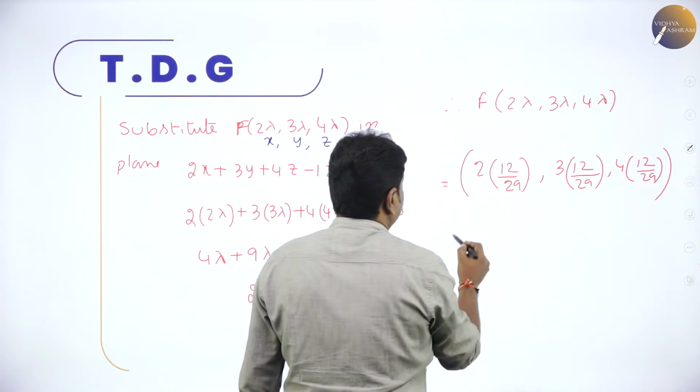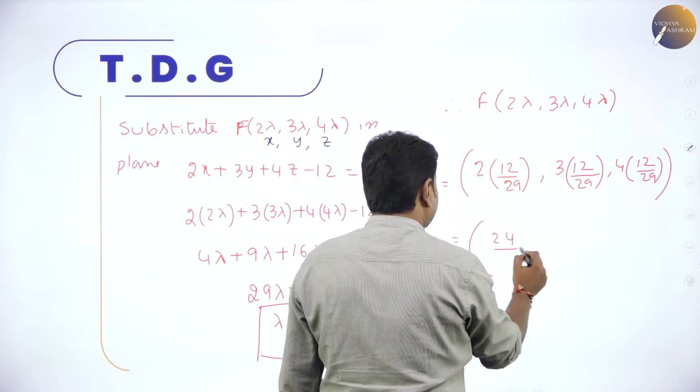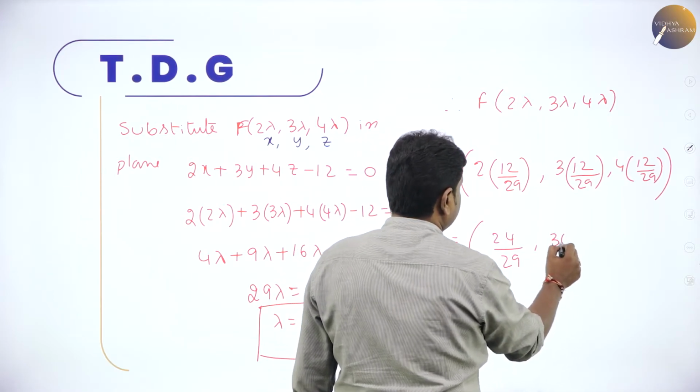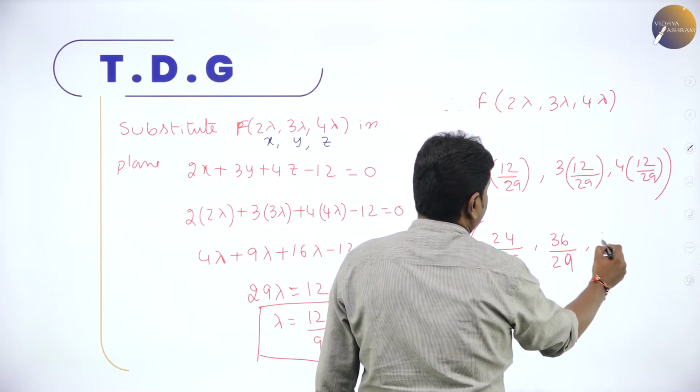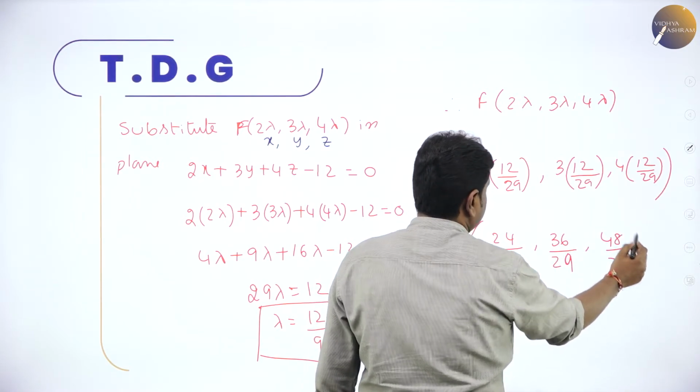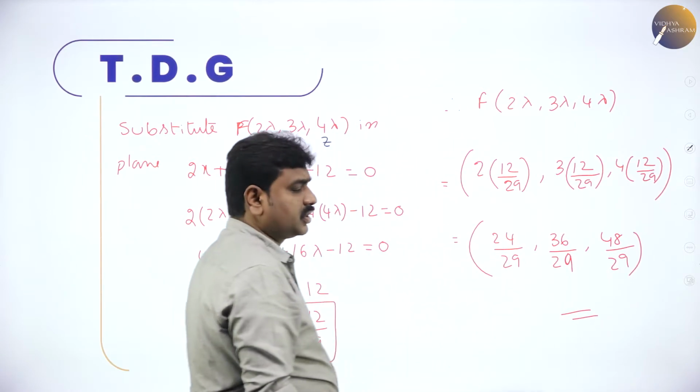So 2 12s are 24 by 29, 36 by 29, and 12 4s are 48 by 29. This is the foot of perpendicular. They want the foot of perpendicular.